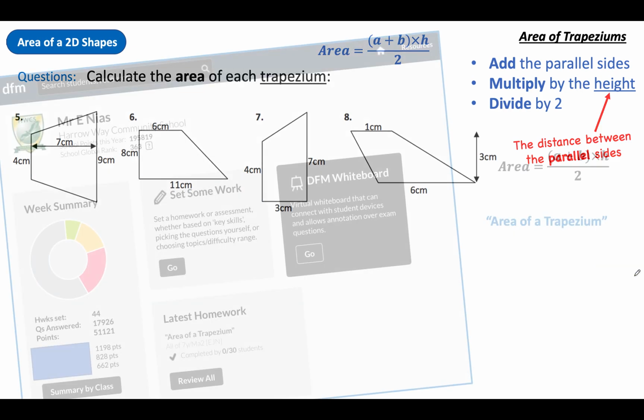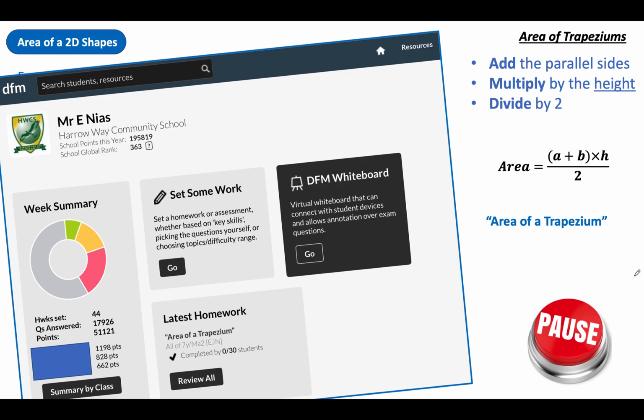Okay, I think now you're going off to Dr. Frost to do area of a trapezium. Please have a really good go at those questions. If you get them wrong, go back and check them, do them again. You can use either the formula or you can use the 3-step method.